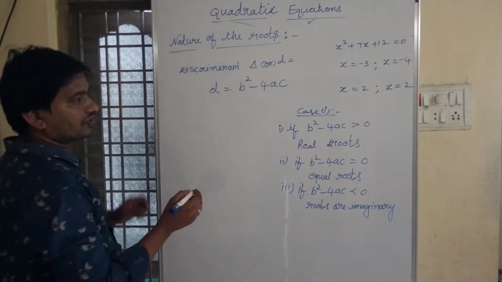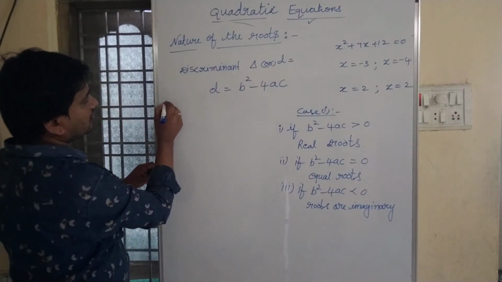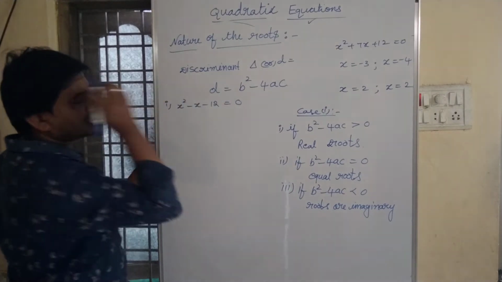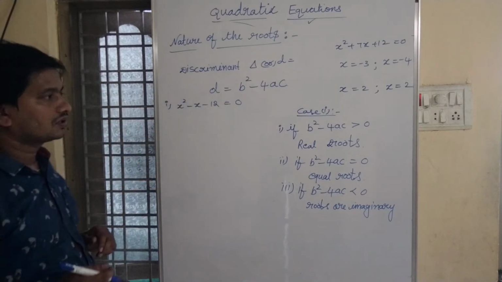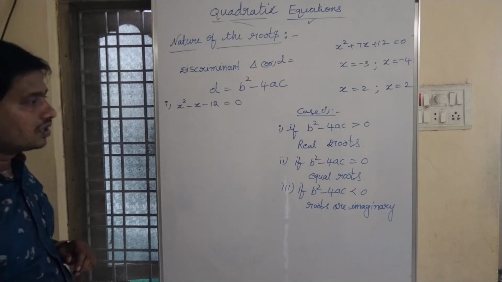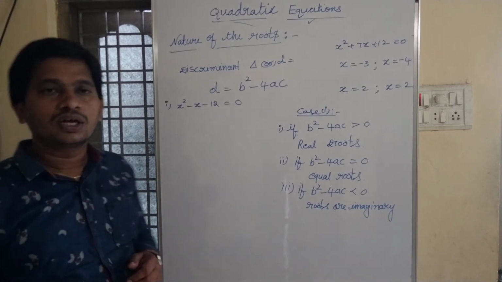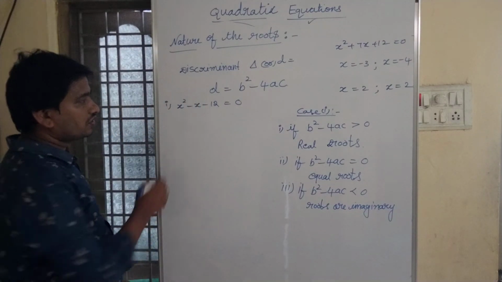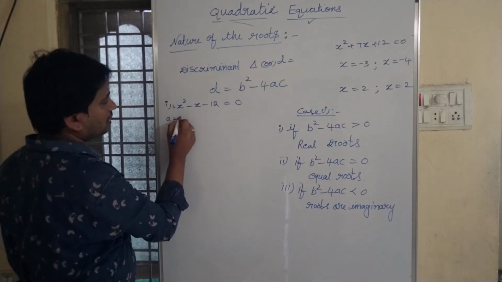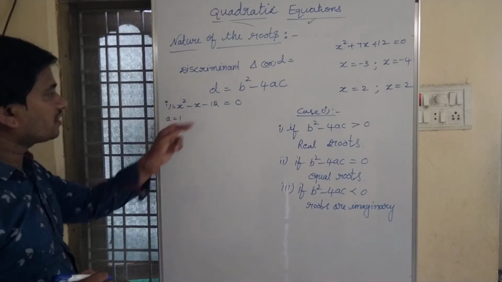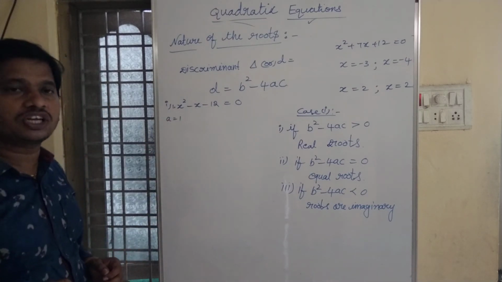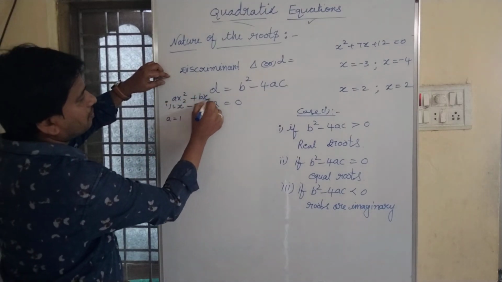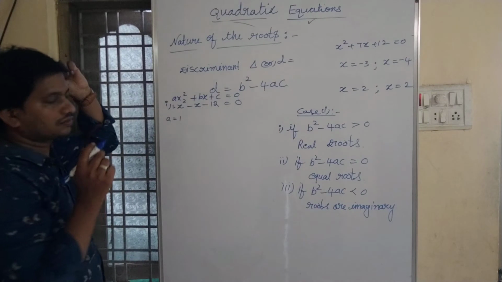Let us consider one quadratic equation. For example, the quadratic equation is x square minus x minus 12 is equal to 0. Okay, children. So let us see what is the nature of the given quadratic equation. Let us compare the given quadratic equation with the standard form of the quadratic equation, that is ax square plus bx plus c is equal to 0.